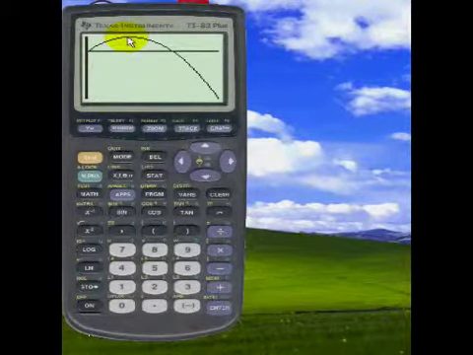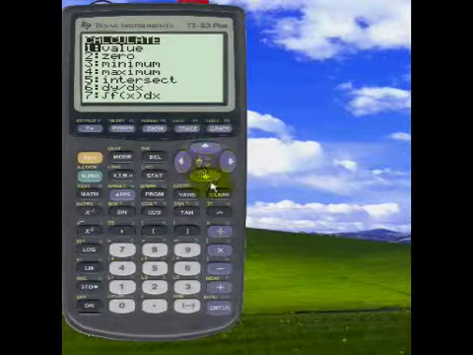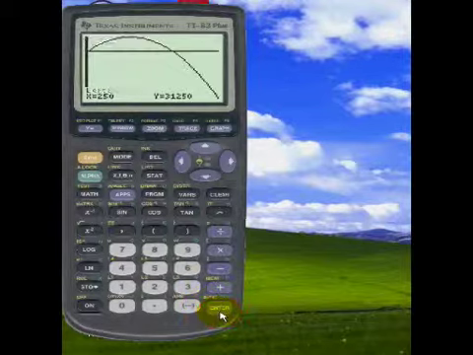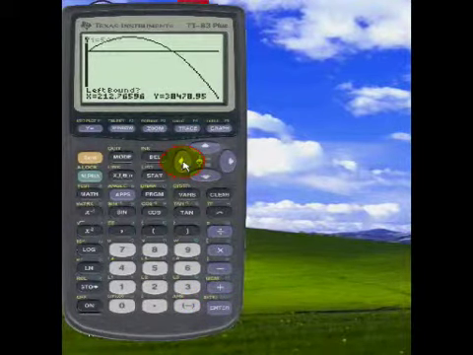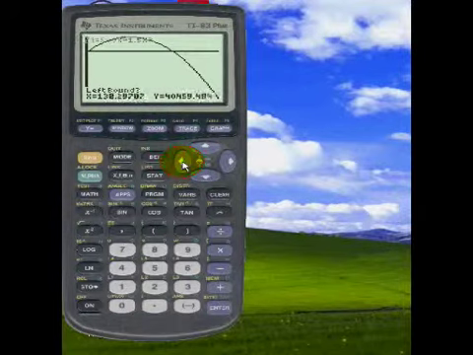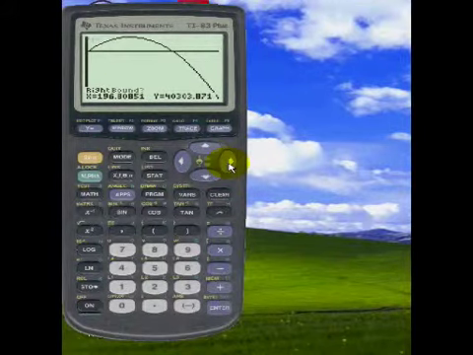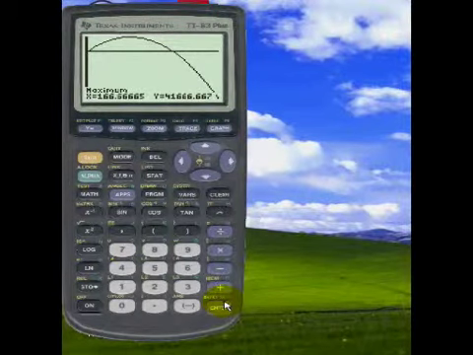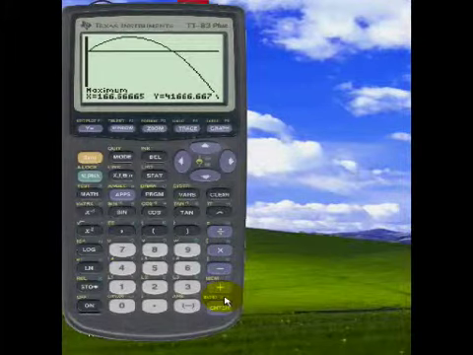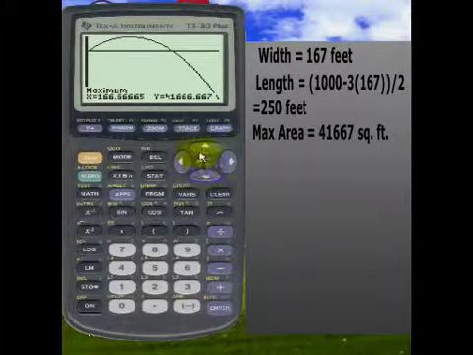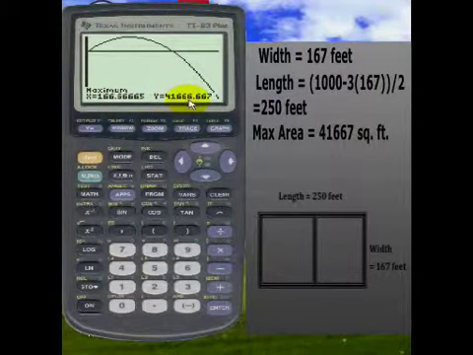Here we have the maximum. We want to find the maximum. We go second trace. Scroll down to maximum, enter. Scroll to the left of the maximum. Hit enter. Scroll to the right of the maximum. Hit enter. Enter again. And we see that the maximum, the width of 166.66 or 167 feet, gives a maximum area of 41,667 square feet.